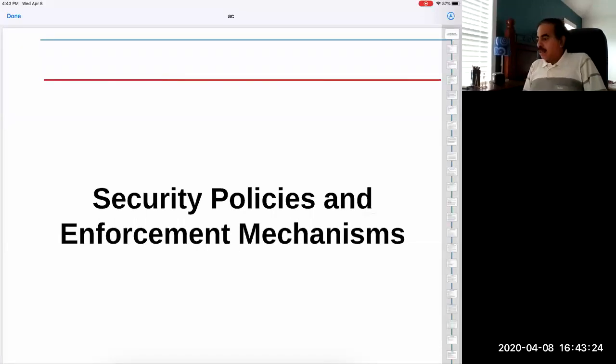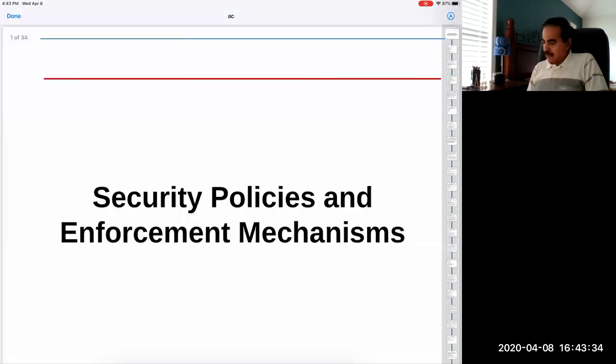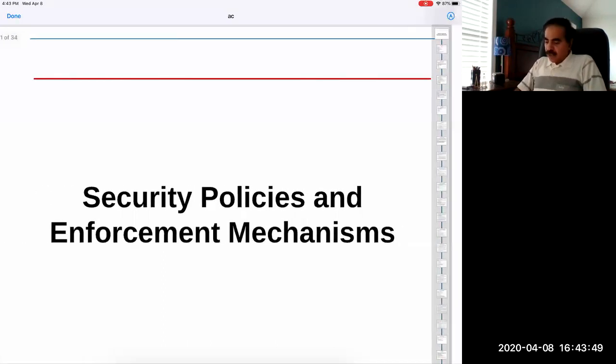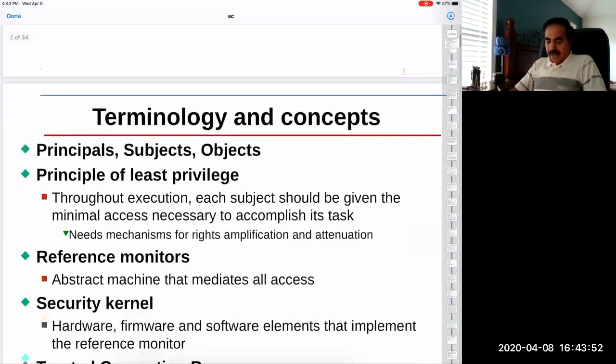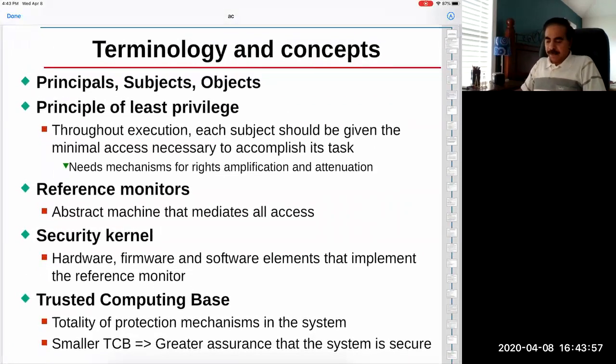Okay, so the topic that we are going to move on to now is security policies and enforcement mechanisms. Basically, we are going to talk about what the policies are and how we enforce them. By and large, we'll be talking about access control policies, but there are also other types of policies that we'll talk about, okay?